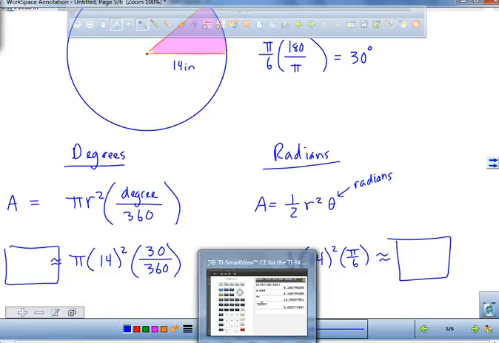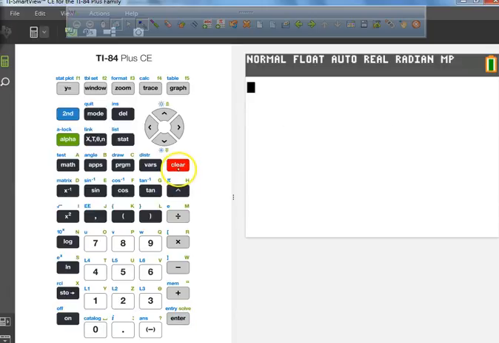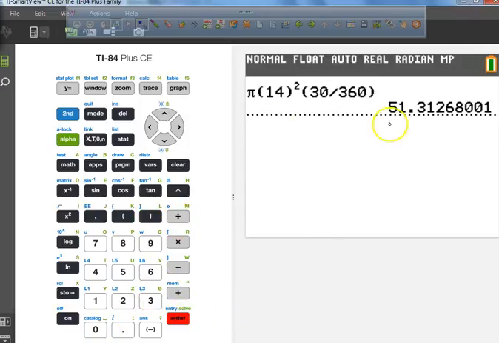So now we're going to check using the calculator. In degrees, I'm going to type in pi times 14 squared, and we had 30 degrees out of 360. So this would be the area of the sector using the degree formula. Now I'm going to use the other formula: 1/2 times 14, the radius, squared, and then I multiply it by pi over 6.